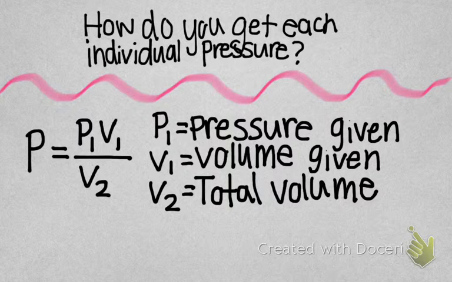Now, to break it down even further, I have another equation here, and it shows how you get each individual pressure. The equation is the pressure equals P1 times V1 over V2. P1 is the pressure given for the element you have, V1 is the volume given for the element, and V2 is the total volume of all of the elements, volumes, and things you have together. On the next slide with the example, this will make a little bit more sense.